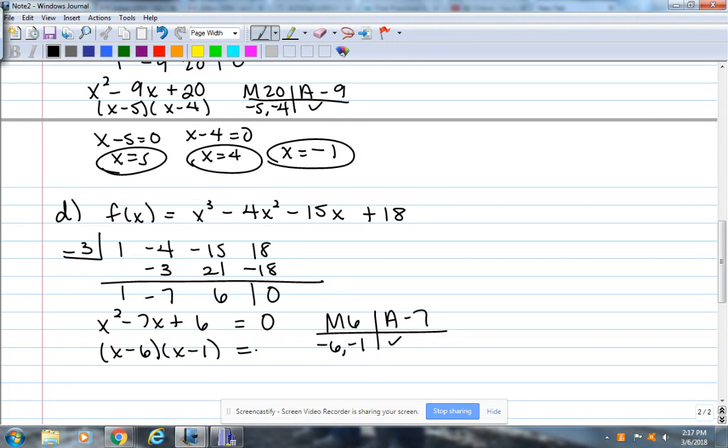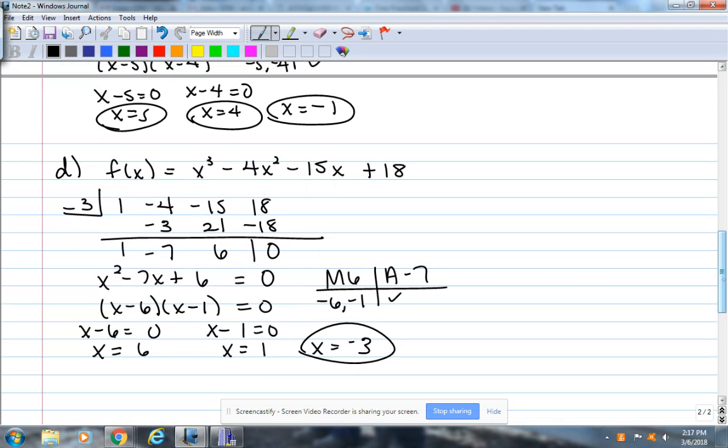I'm going to set those equal to 0. So x minus 6 equals 0. x minus 1 equals 0. x equals 6. x equals positive 1. And I already said x equals negative 3 from my graph. And then look back at your graph and make sure I'm crossing the x-axis at those numbers.